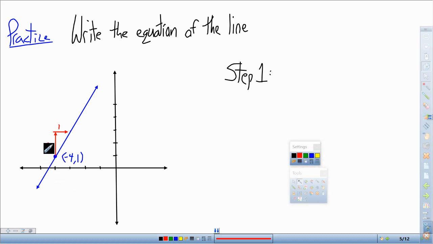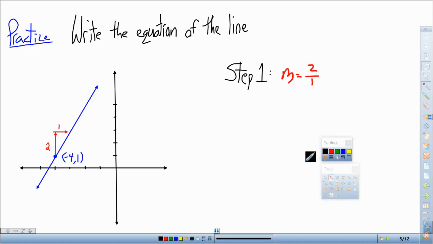Okay, so first thing, rise over run, 2 over 1, our slope is just that. Okay, step number 2 is finding that y-intercept. All right, again, we cannot see where it crosses. Normally we could, but these problems don't allow us to see it. Okay, so we need to plug in our numbers.